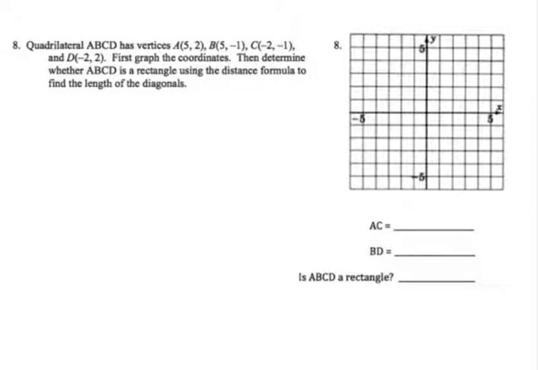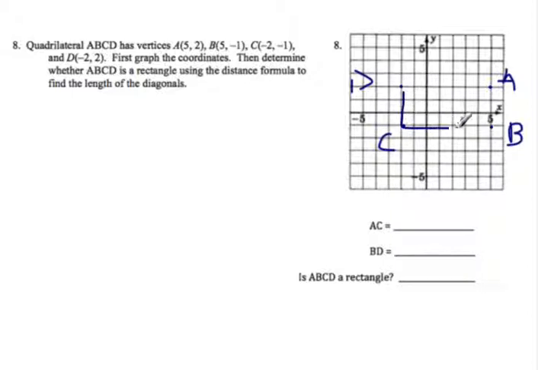Now let's take a look at number 8. So we're given a quadrilateral with certain vertices. So first of all, let's go ahead and plot these vertices. So we're going over 1, 2, 3, 4, 5, and up 2. And that's going to represent point A. For point B, we're going over 5 and down negative 1. And that's going to be B. For C, we're going negative 2 down 1, so that's going to be C. And for D, we're going negative 2 up 2, which is going to be D.